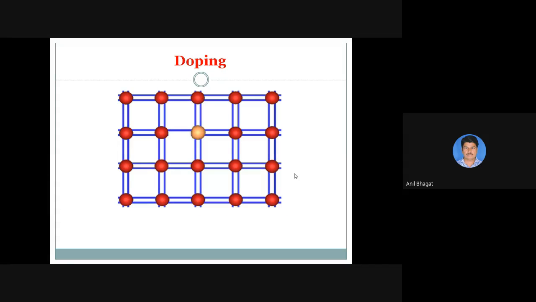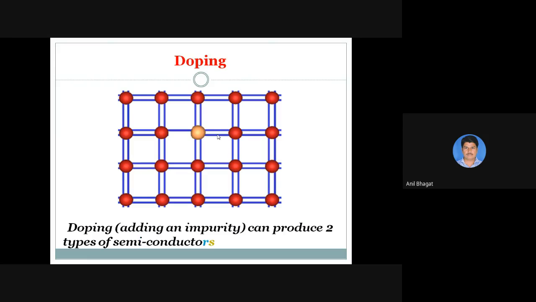This process is called the doping process. You can see that only one dot has a changed color compared to the remaining dots, right? All these red dots are silicon atoms, and only this yellow one we call a boron atom or some other atom, trivalent or pentavalent. And as we know, as per the atomic number of that atom, the number of available electrons in the conduction band depends on it. So the doping process is very important.